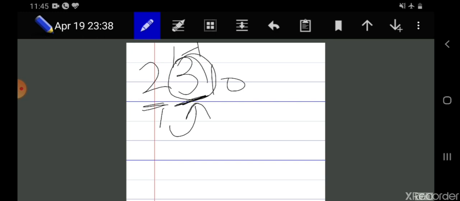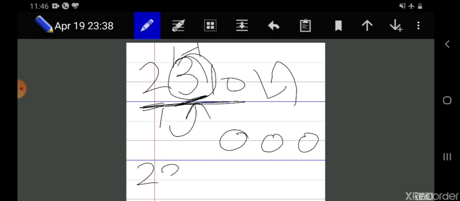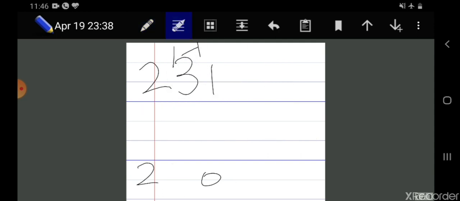Is 3 bigger than 5 or less than 5? It's less than 5. So we will estimate this amount to the previous number that contains 3 zeros. The number is 2310. Before that, which is the number that contains 3 zeros? Yes, that is 2000. So the answer will be 2000. 2310 will become 2000.